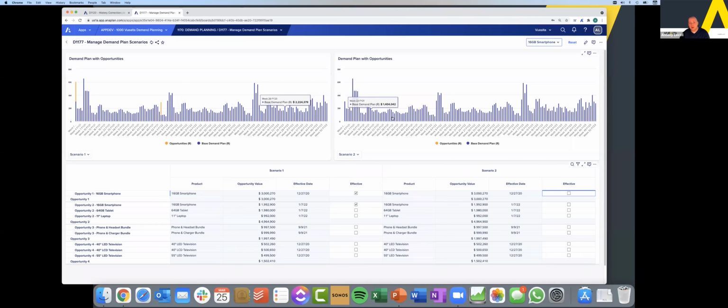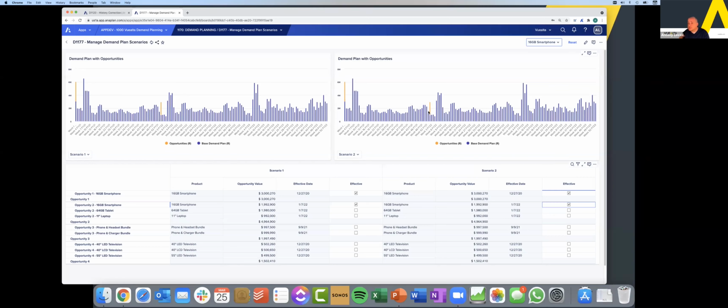I have my base demand plan in blue here. I have scenario 1 on the left here, and scenario 2 on the right here. And in scenario 1, I choose to include these opportunities in the forecast. And in scenario 2, I've chosen not to include any. But if I add in some that include the 64 gig smartphone, then I can see I overlay the opportunities on top. Right. So with the click of the button, that for me is event-based planning.